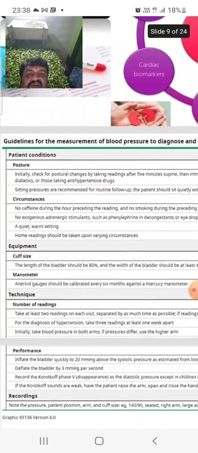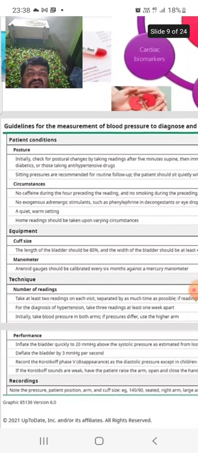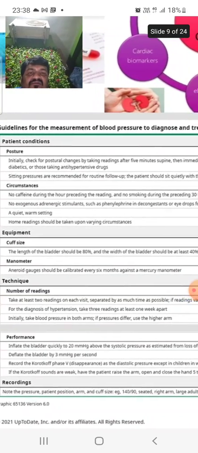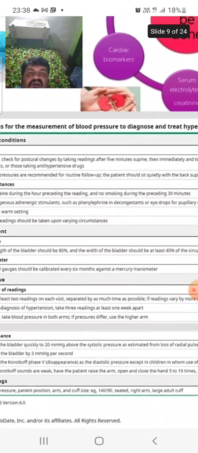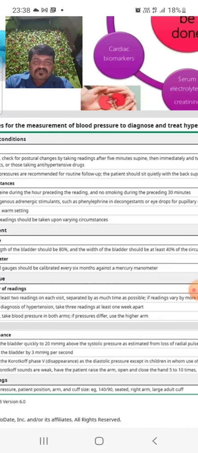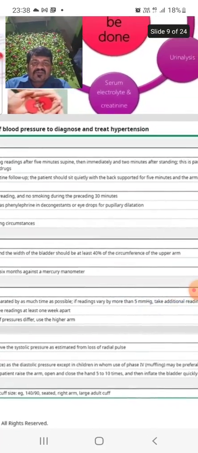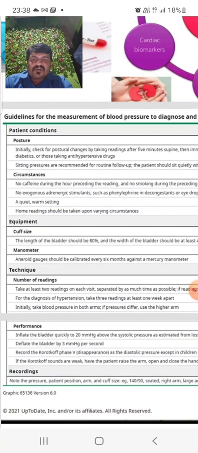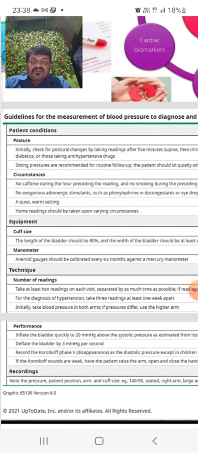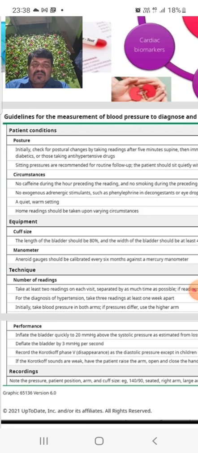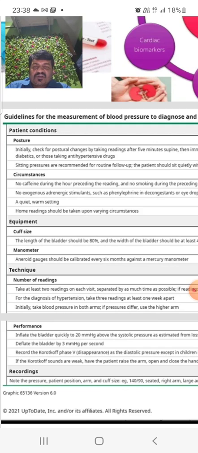क्या मतलब इसका? इसका मतलब ये है कि जो ब्लैडर का जो टोटल जो रबर वाला जो पार्ट होता है वो एटलीस्ट 80% होना चाहिए, and the width of the bladder should be at least 40% of the circumference of the upper arm. Aneroid manometers should be calibrated every 6 months against a manual mercury manometer. Okay, so now the techniques.